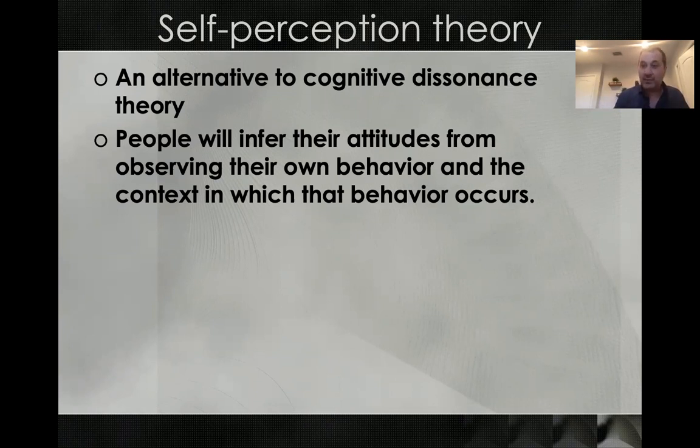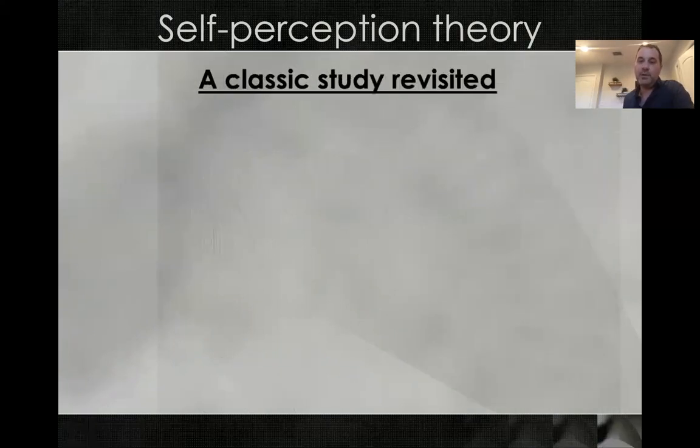And because I'm assuming fewer things than cognitive dissonance theory, therefore my theory is better. That's what he said. So let's take a look at how self-perception theory explains cognitive dissonance effects. We're going to revisit the classic study. This is the original study.